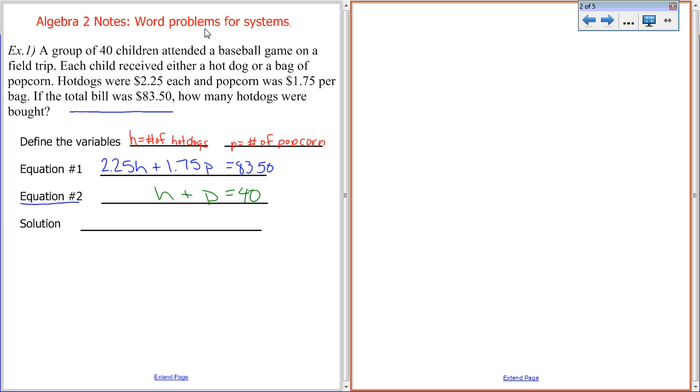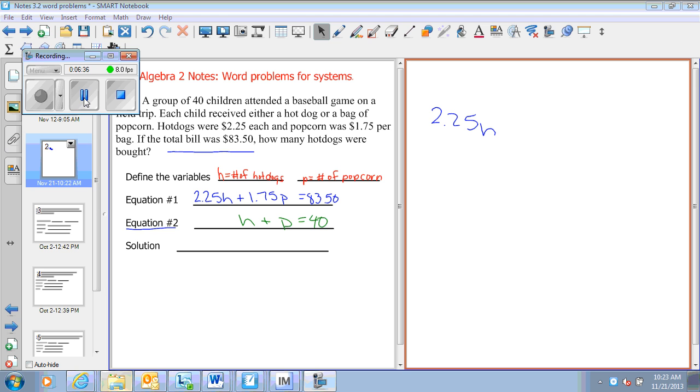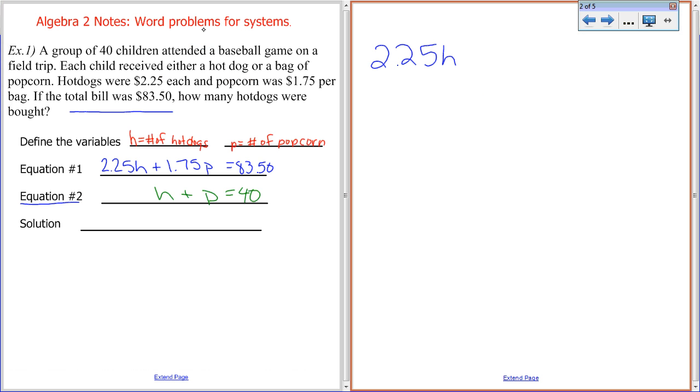So I've got 2.25. I'm going to try and recalibrate my board. It's not holding the calibration for me. So we have 2.25H plus $1.75P is equal to 83.50. And then we have H plus P is equal to 40.